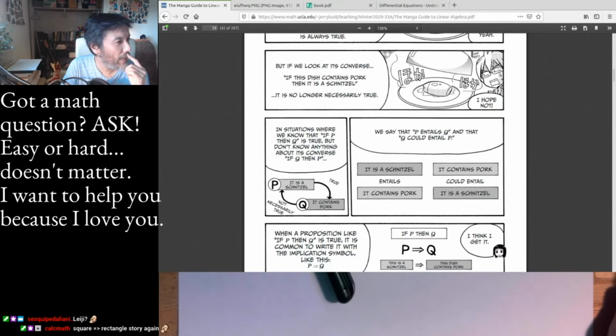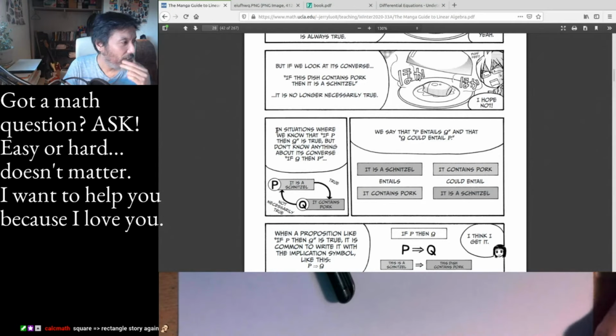In situations where we know that if P then Q is true, but don't know anything about its converse, if Q then P, we could say P entails Q, and that Q could entail P.